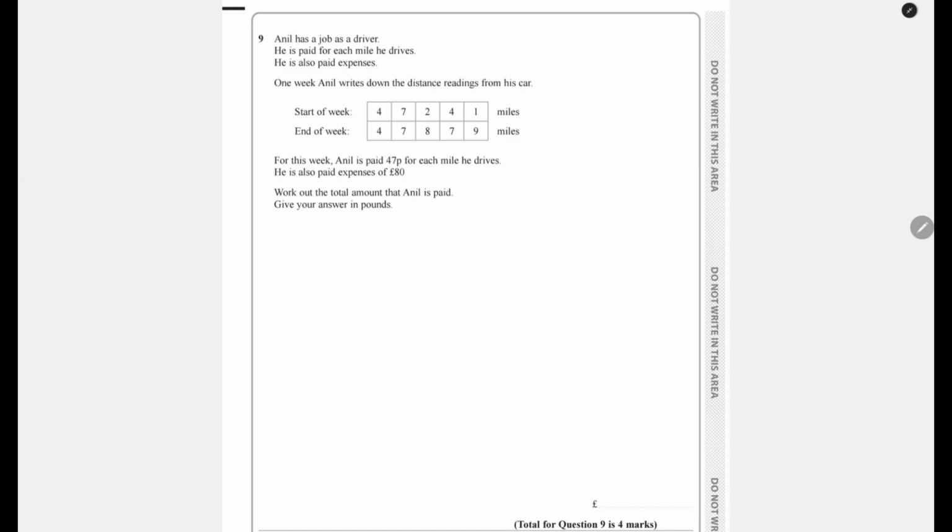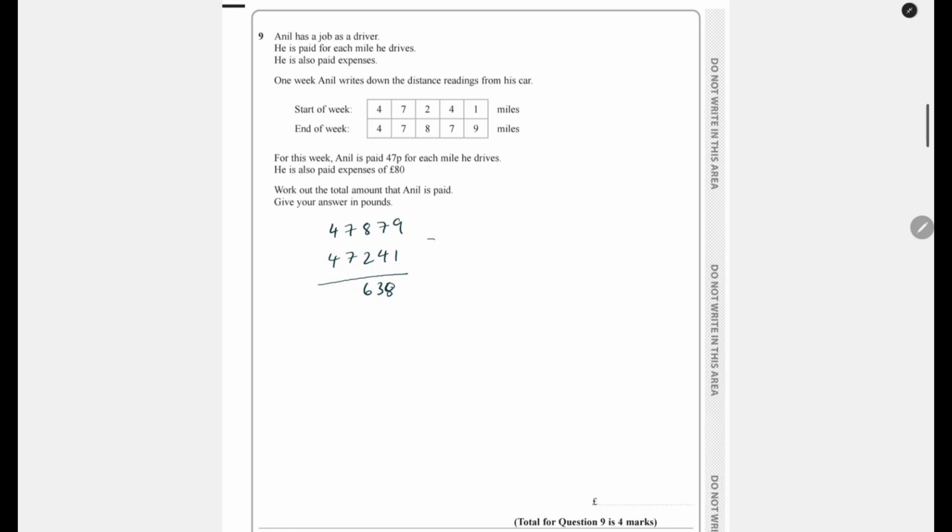So in terms of mileage, we have how many miles he started with, which is 47,241. And at the end of the week, he ends up with 47,879. So if we minus them from each other, we know exactly how many total miles he's driven for that week. So that's 47,879 minus 47,241. If you put that into your calculator, we get 638 miles.